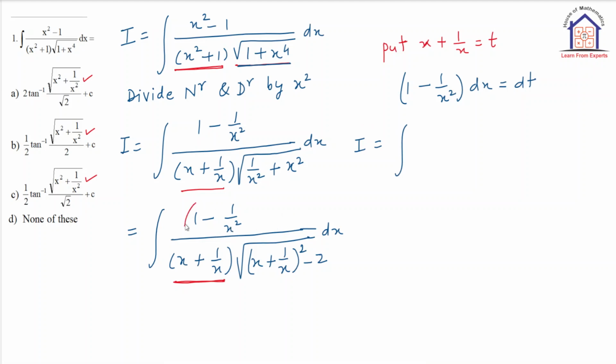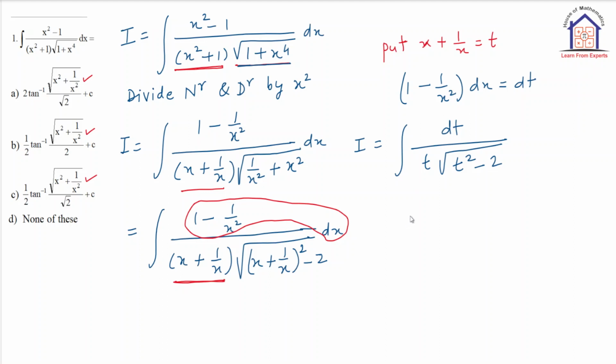Now see, this integral I becomes, 1 minus 1 by x square dx will become dt, upon x plus 1 by x, which is t now, and square root of t square minus 2. Now the integral is like this.